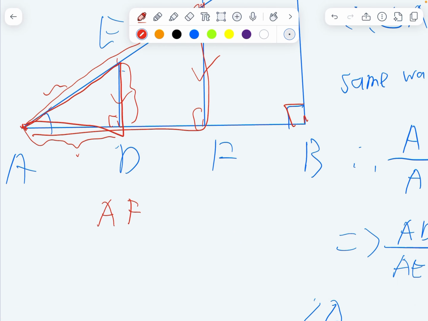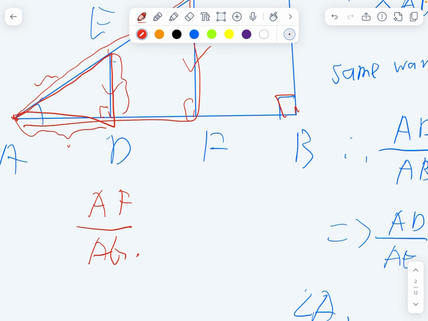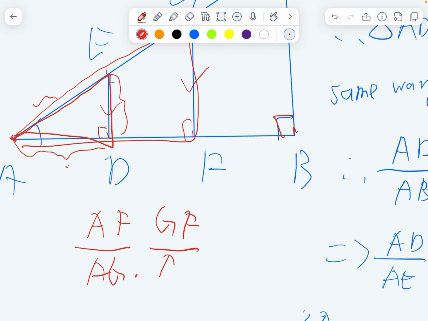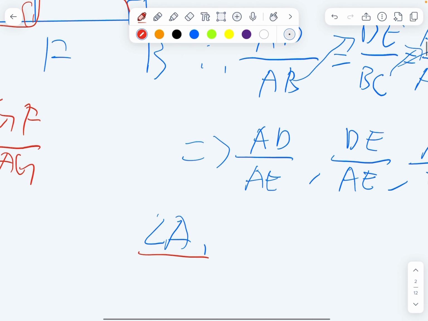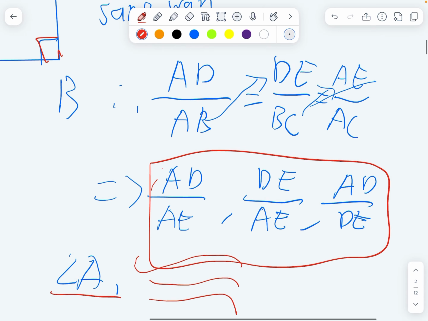Get AF equal to GF over AG. So whatever the right triangles for one angle A, we can get the different types of pairs in the same way. So yes, we can get the triangle ratio. We're going to continue to talk about the next section.